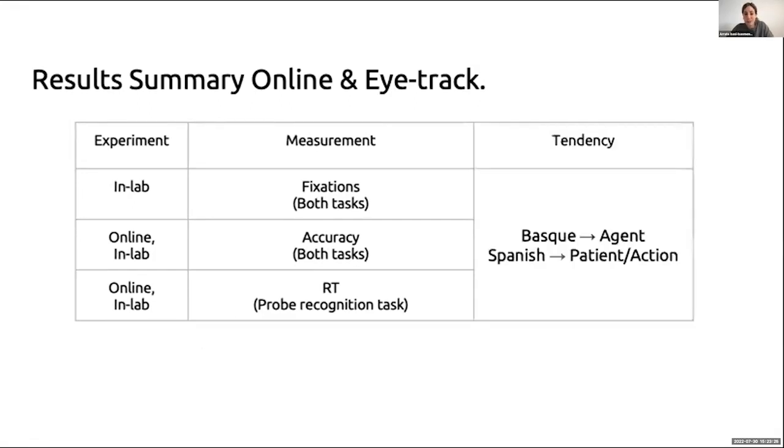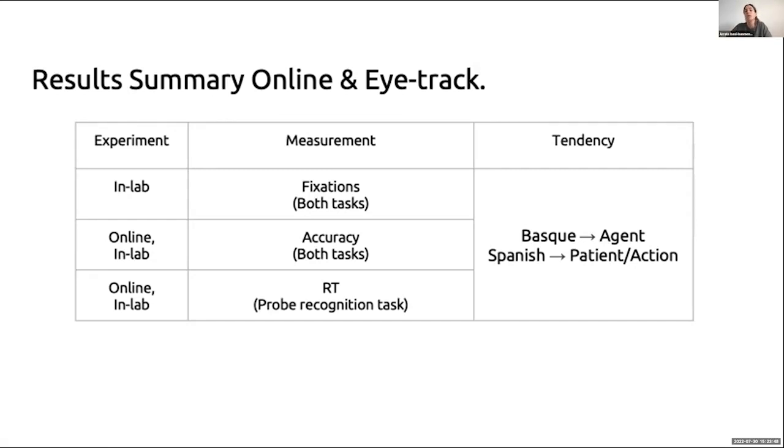And I will already jump into the results, because the main pattern of results that we found was that there was a higher visual attention to agents in Basque and to patient and action areas in Spanish. And this was reflected in the fixations, but also in the accuracy and reaction time measures in both experiments.